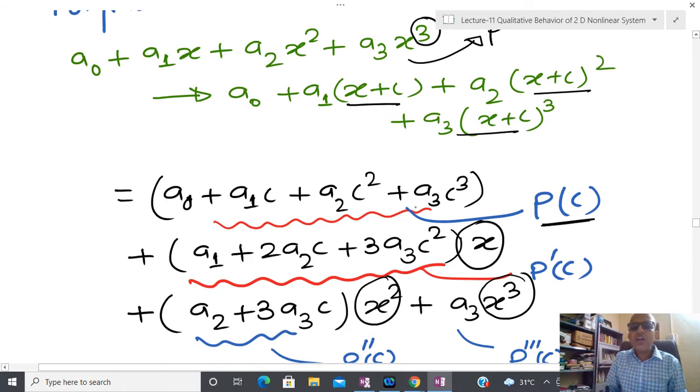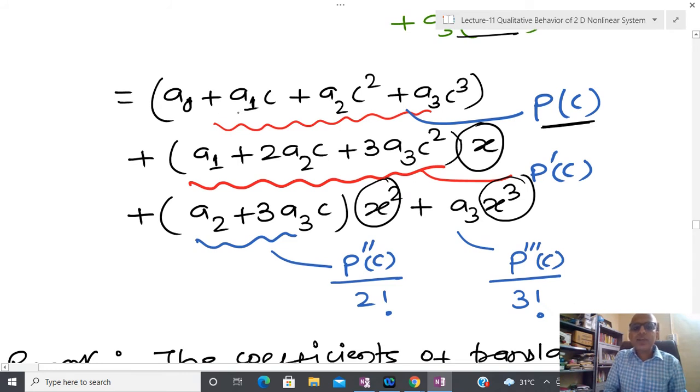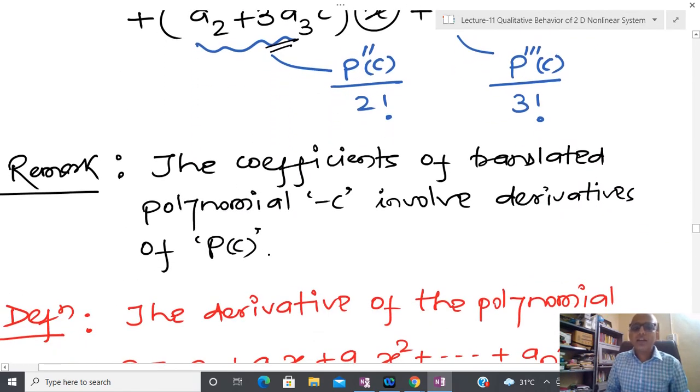Now if you see the next one, by differentiating this you are able to generate the next one, meaning the coefficient of x. If you further differentiate it and divide by factorial 2, you generate the coefficient of this. Similarly, if you differentiate this, you are able to generate this. Due to that reason, I have a concrete result, and what we are saying is that the coefficients of the translation of the polynomial by minus c involve the derivatives of pc.